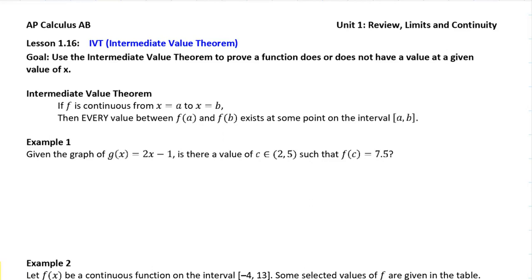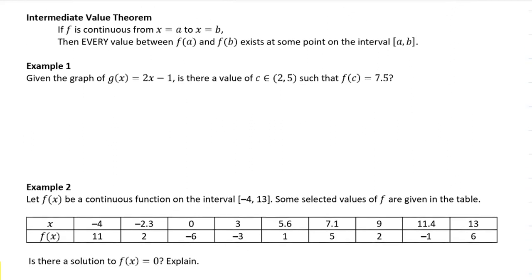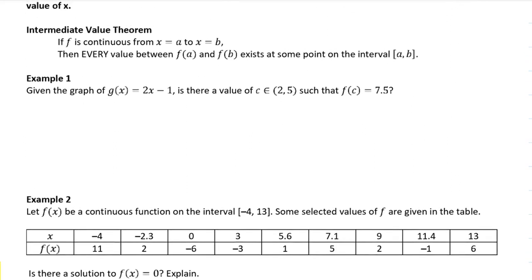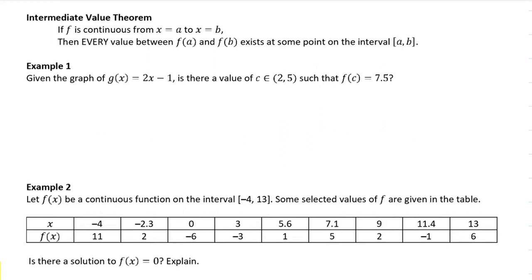Okay, so we're here today to talk about the intermediate value theorem. We're going to jump right into this. The intermediate value theorem says if f is a continuous function from some number x equals a to some number x equals b, then every value between f of a and f of b exists at some point on the interval from a to b. Now that may sound a little funny because we're not used to reading definitions like this, but basically this is what it's saying. And I'm going to go through the definition as we talk about this first example.